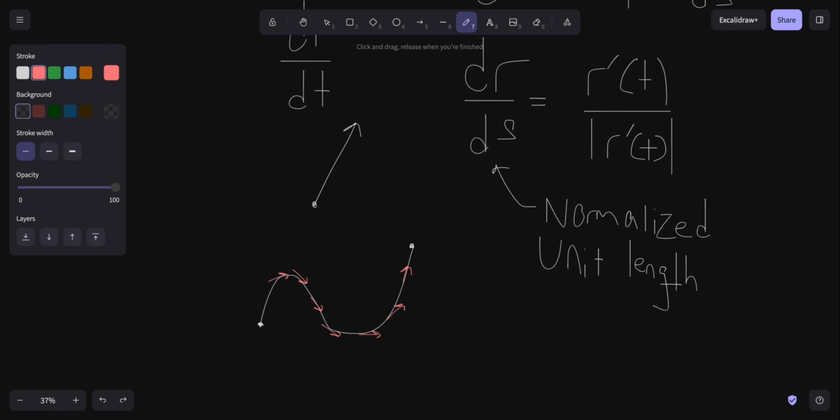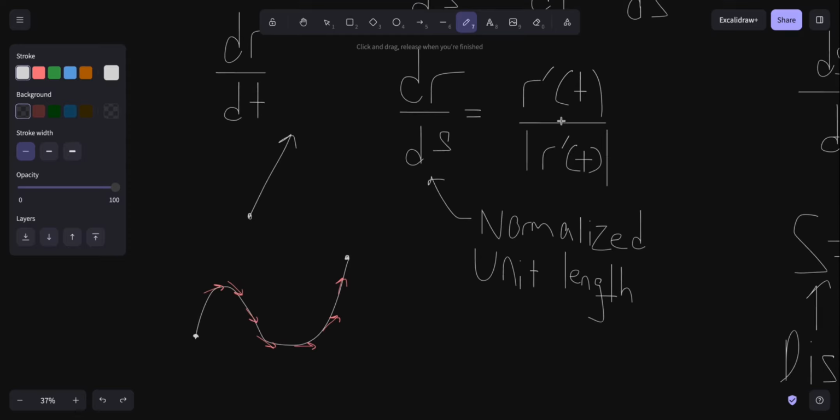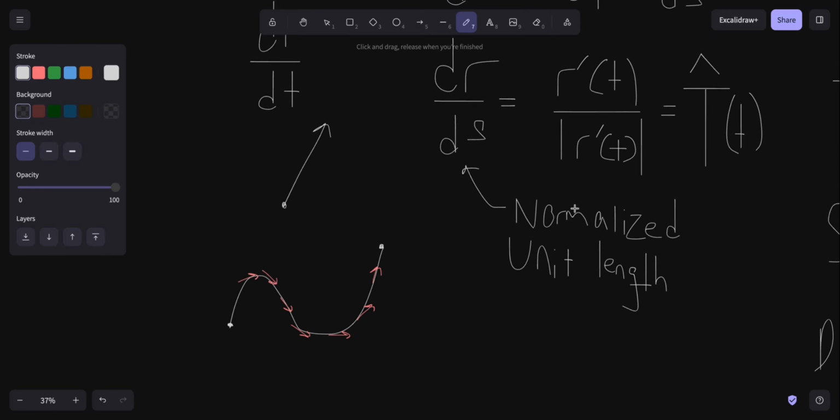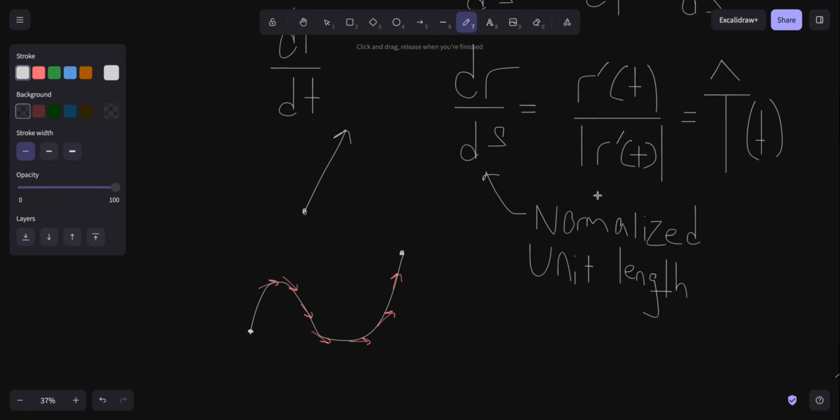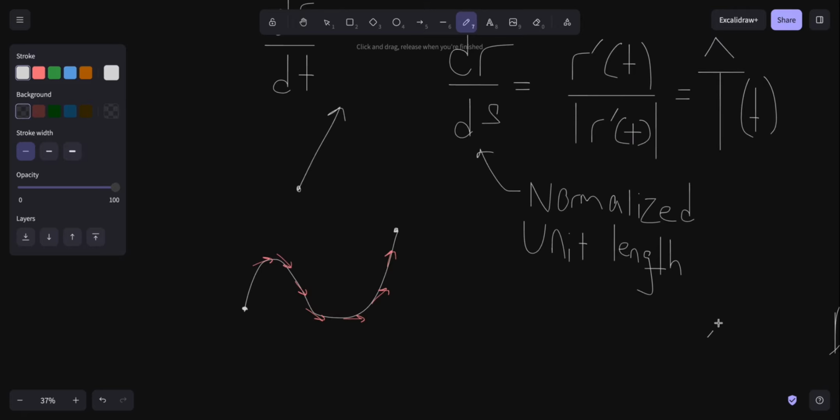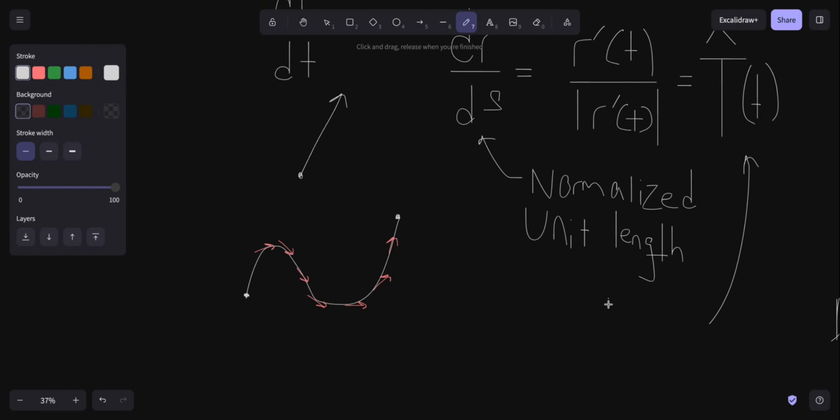And so this actually has a name. This dr over ds is something called the unit tangent vector. And this is represented by a big T, and usually you write it as a function of time, and maybe there's a hat on top of it because this is a unit vector, but this is something called the unit tangent. dr over ds is the unit tangent vector.